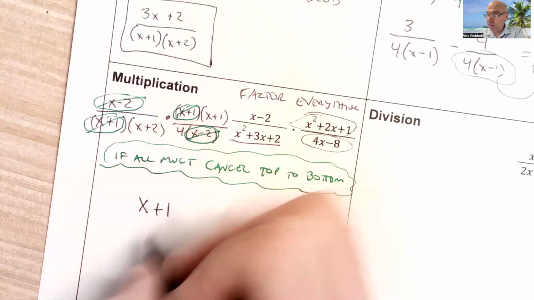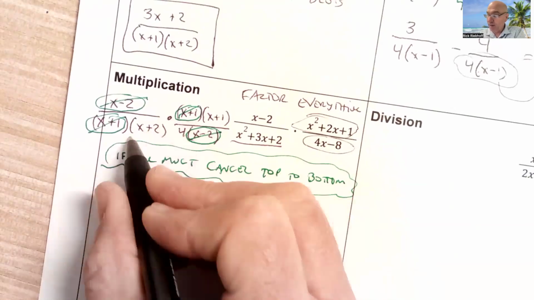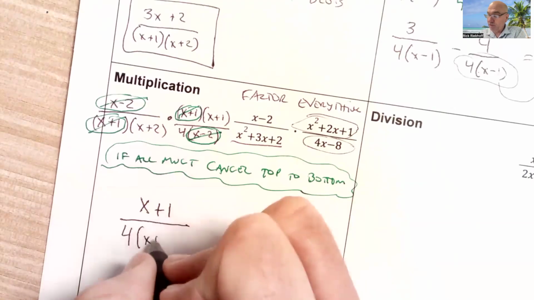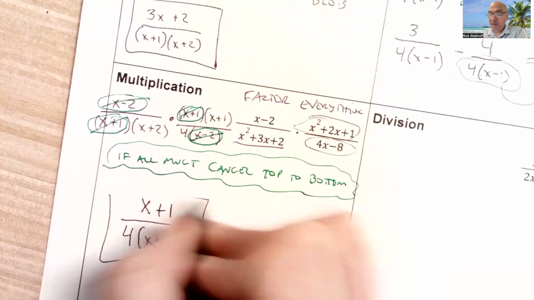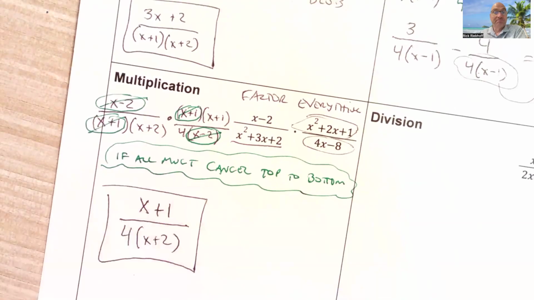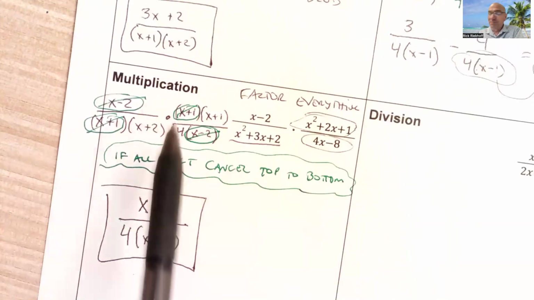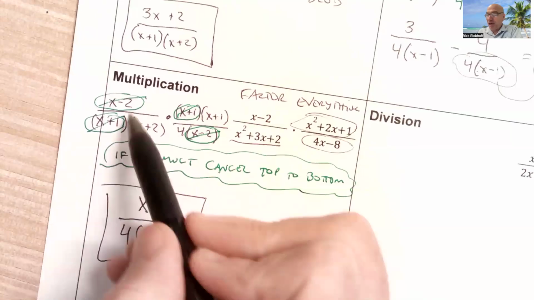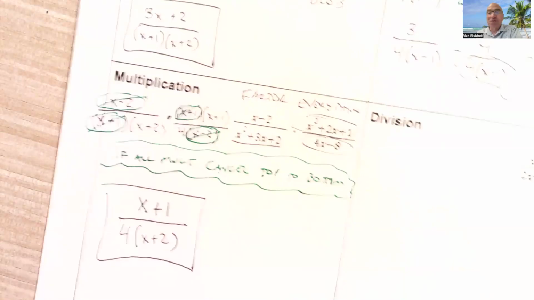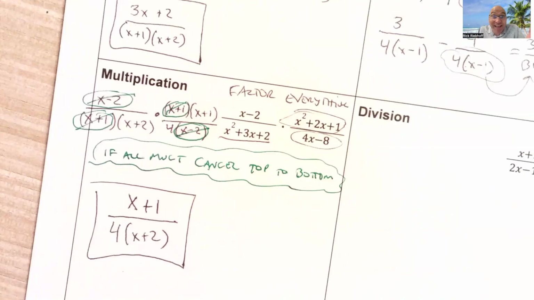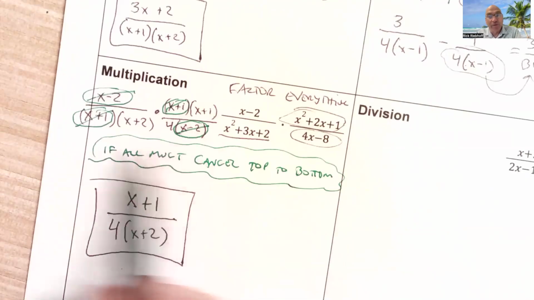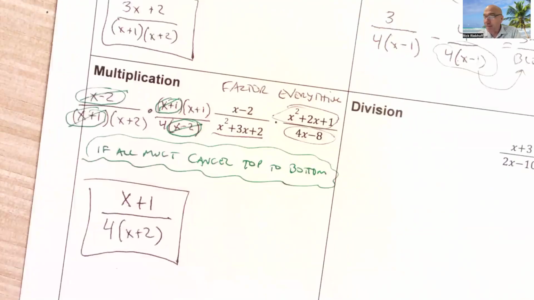What's left over after all that destruction? We've got x plus 1 on the top. We've got 4 times x plus 2 on the bottom. And that's it. That's all I can do. Not bad, right? Once you get through the factoring, multiplication is kind of fun because you get to cancel a whole bunch of stuff out. And it usually does cancel. If you're doing this and nothing cancels, you better check your factoring. That's where most of the problems happen.